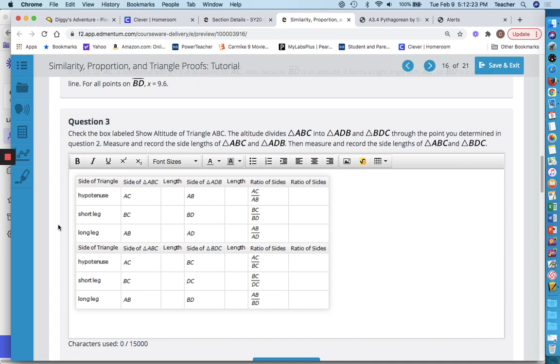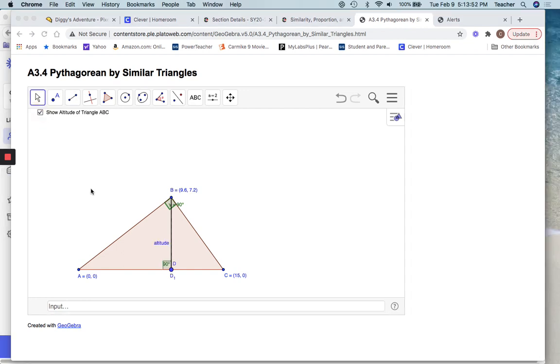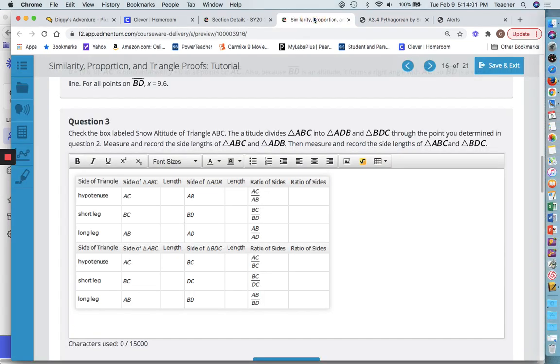Check the box labeled show altitude in triangle ABC. No way. I could have done that to begin with. Yeah, there it is. All right. So let's see. I've got my altitude here, which lays right on top of the one that I drew. I think I did mine better. All right, so let's see. What we got to do here?